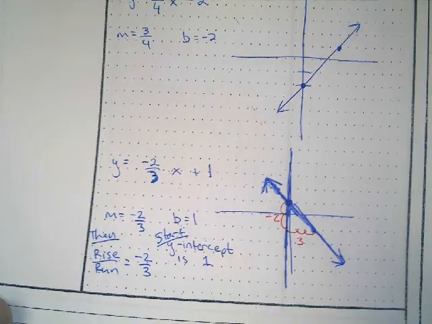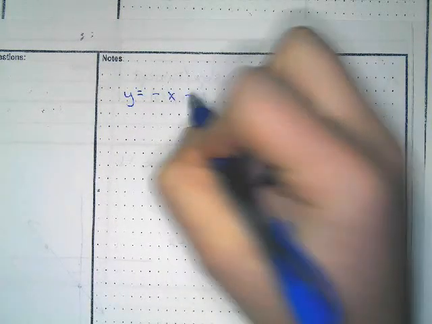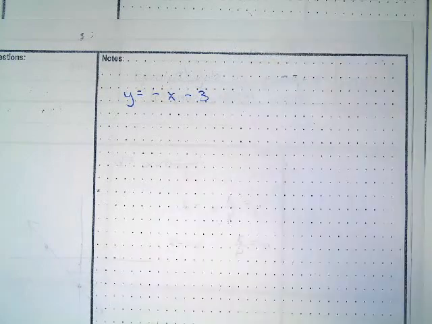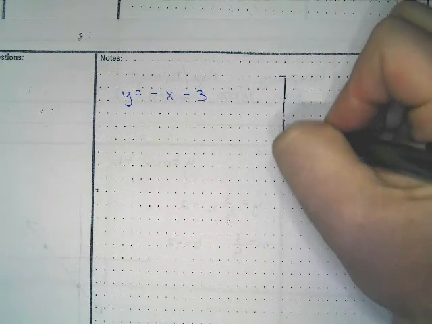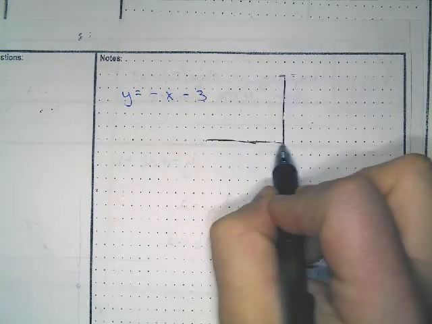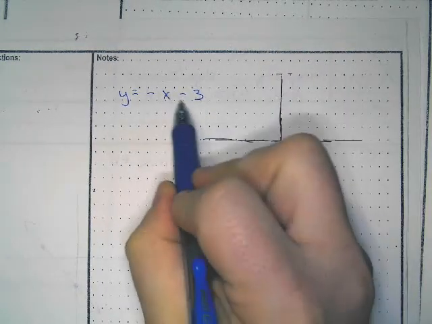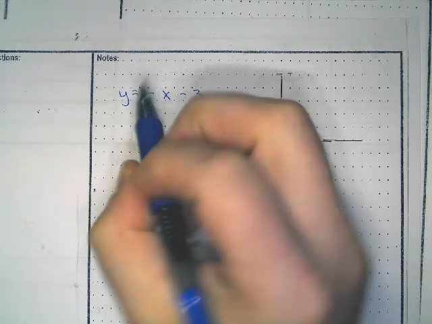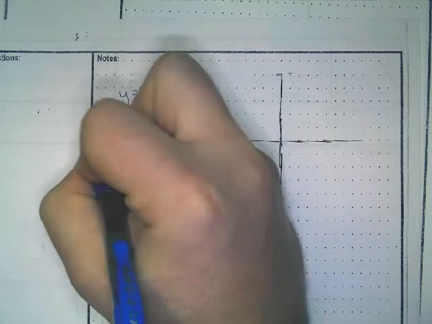Let's do one more example. So let's deal when we have some missing numbers. So this is my final example. So y equals -x minus 3. So I'll graph. Now let's identify everything. Well, the y-intercept is the number following the x. So I already know my y-intercept is -3. But what's the slope going to be?